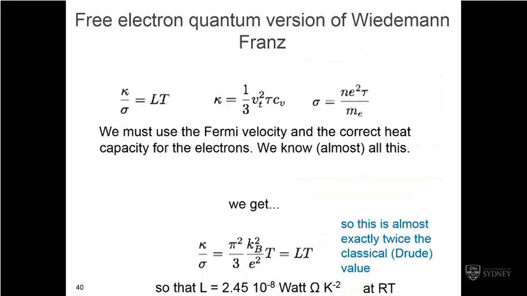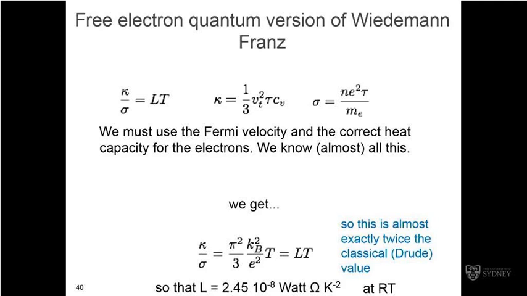So now we want to see what does the Lorentz number look like from the Wiedemann-Franz law. Remember this? Remember we had thermal conductivity divided by electronic conductivity equals a constant L times the temperature. And this was the expression for the thermal conductivity. This was the electronic conductivity. These are the two aspects that we have now that are new, okay? The velocity and the heat capacity.